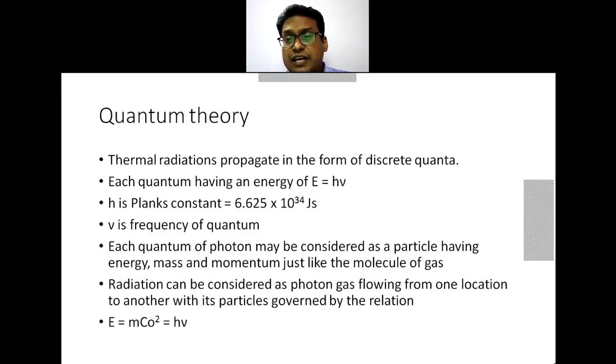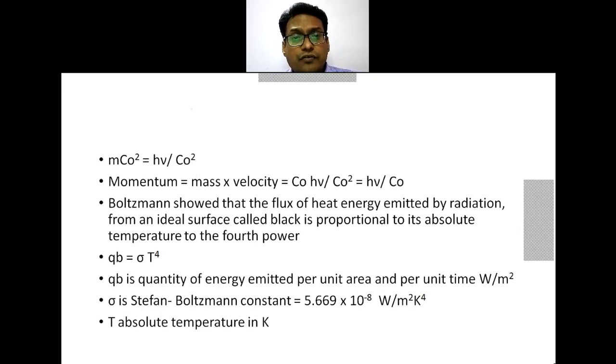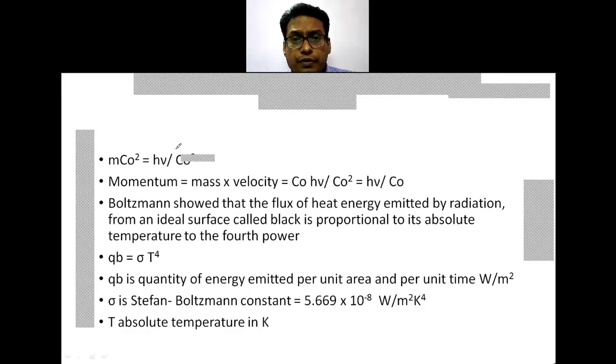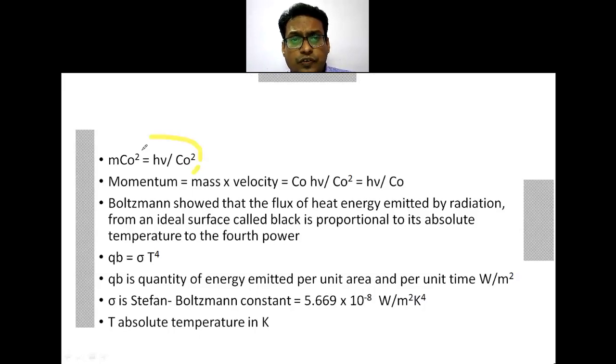The radiations can be considered as a photon gas flowing from one location to another, with its particles governed by the relation E equal to m C0 squared, which is equal to h mu. So m is equal to h mu upon C0 squared, and the momentum, which is mass into velocity, is h mu upon C0 squared into C0, the velocity of light.